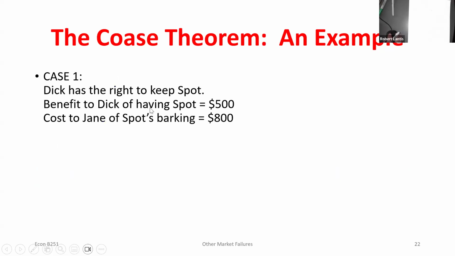So we'll think about case 1. Let's say the owner of the dog, Dick, has the right to keep Spot. The benefit to Dick of owning the dog is $500. The cost to Jane, she puts a valuation of this barking at $800.